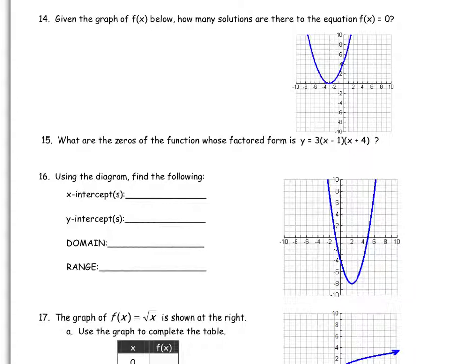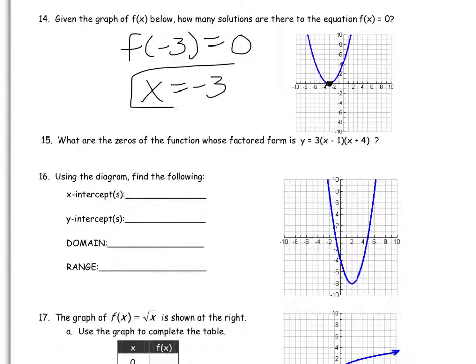Given the graph of f of x, how many solutions are there to the equation f of x equals 0? So we saw a question like this in the multiple choice. So we're looking for what can I input into the function, into x, so that the y value is 0. Well, there's only one point on the graph that has a y value of 0. And that is -3, so it looks like x is -3, because f of -3, the output, is 0. So the only solution is x equals -3. It's the only x value such that if you evaluate the function at that x value, the y value is 0.